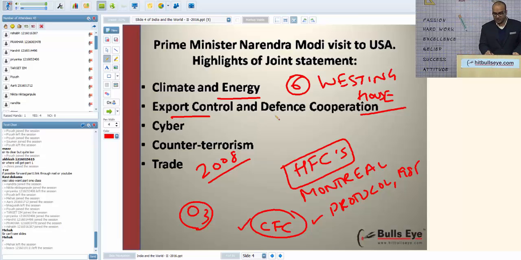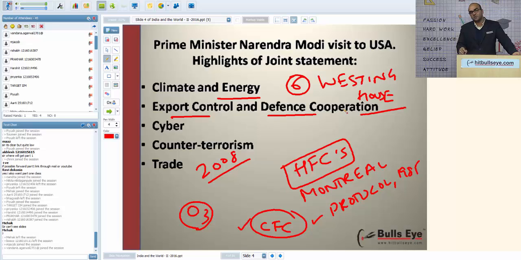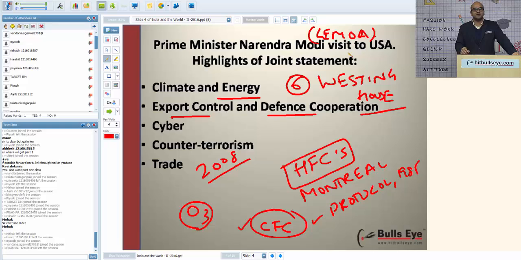Next, we talk about export control and defense cooperation. India has been given a new status by the USA as its strategic partner as far as defense cooperation is concerned. This is a huge achievement again, because only 6 other nations enjoy that kind of a relationship with the USA. It would include defense exports, technology transfer, as well as an important agreement which is known as LEMOA. This agreement allows US military equipment and military men to come and use the infrastructure and the land of the Indian Army.